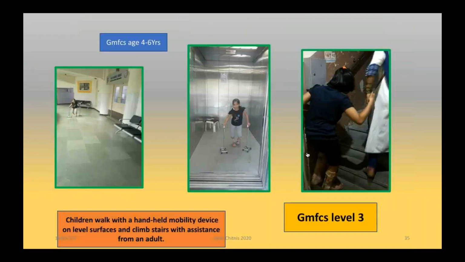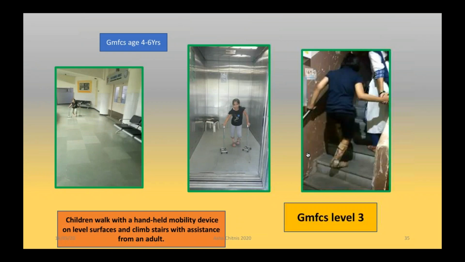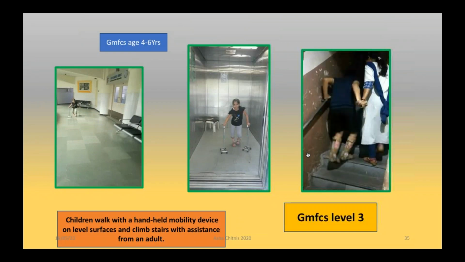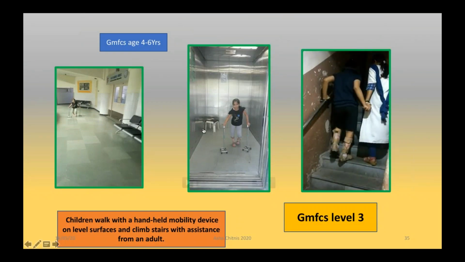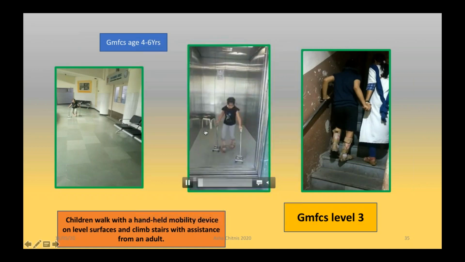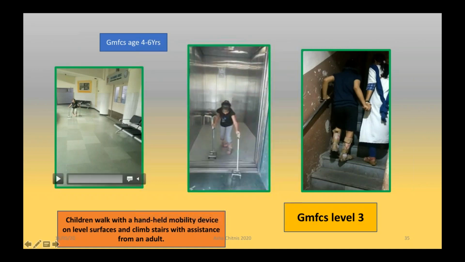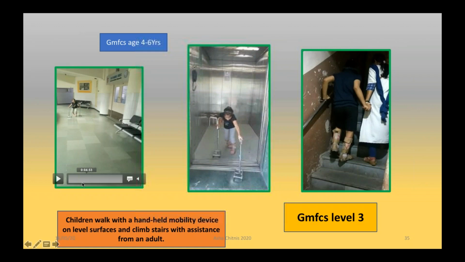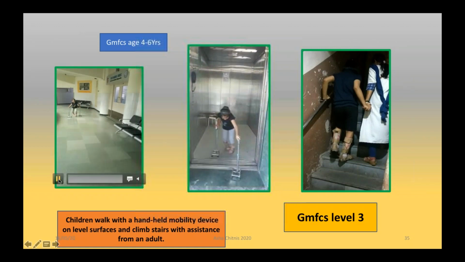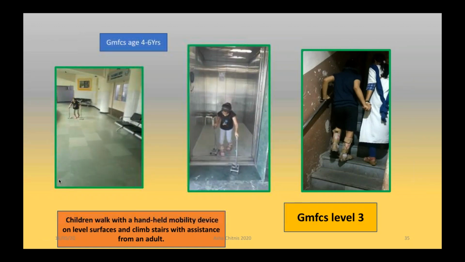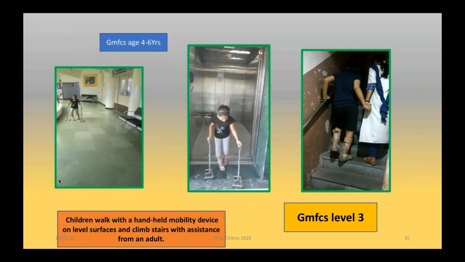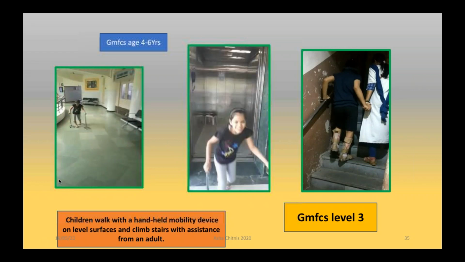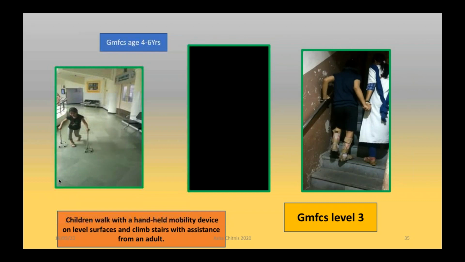Look at level 3. See how much support she requires to climb it. Let's see that she's going to school. This is what she's going to require. Or somebody may do very well with crutch canes, come out of a lift, and then walk to the corridor of her school. But that is what I'm saying, that they will require a handheld mobility device. So this is GMFCS 3.